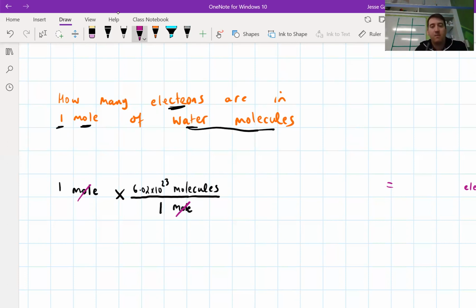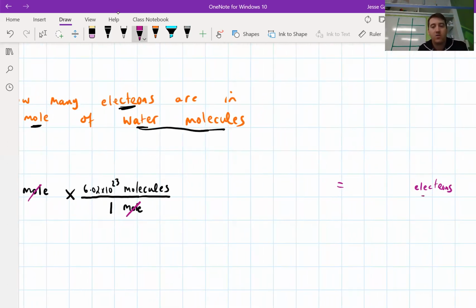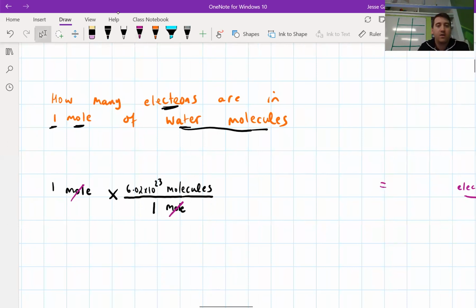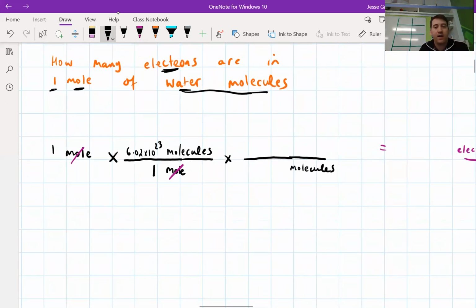But I'm not finished yet because I want my answer in electrons. So the next thing I've got to do is add that third layer of conversion. So I set up my fraction like this. And I know that I'm going to have to get rid of molecules now, so molecules is going to have to be in the denominator of this next bit. Molecules. And if I have 1 molecule, how many electrons are in that molecule?